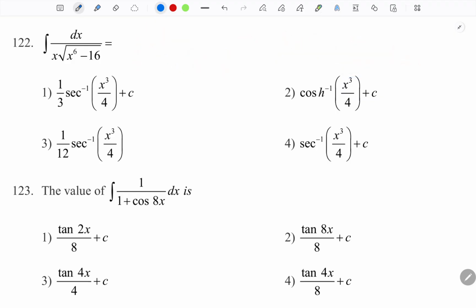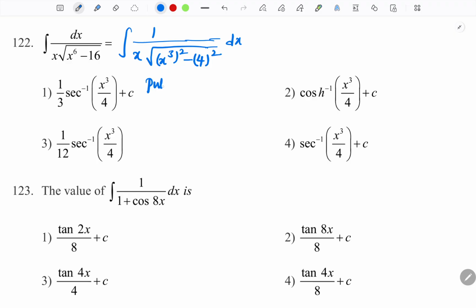Okay, first, here the given integral, I am writing like this. x cube is there, no? We can write x power 6 as (x cube) whole square minus 4 whole square. Yes, right? But it is not x, right? How to write this one? Take some substitution, put x cube equal to t. Then we get t square minus what?